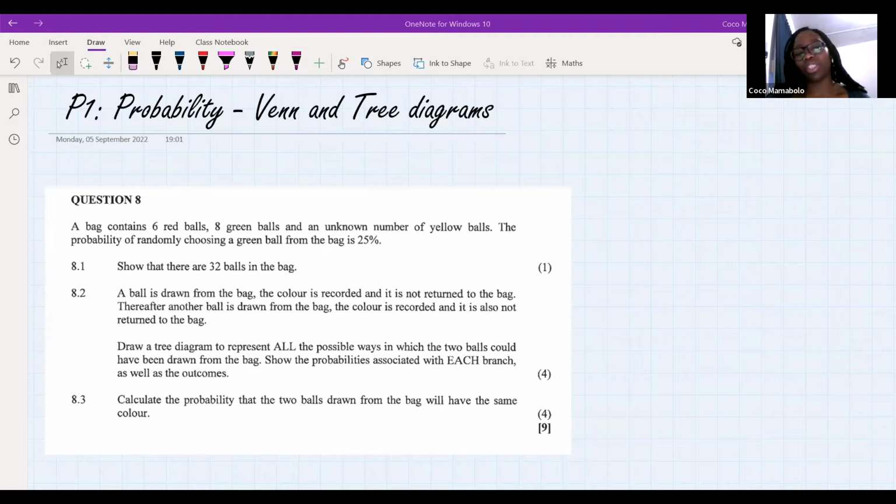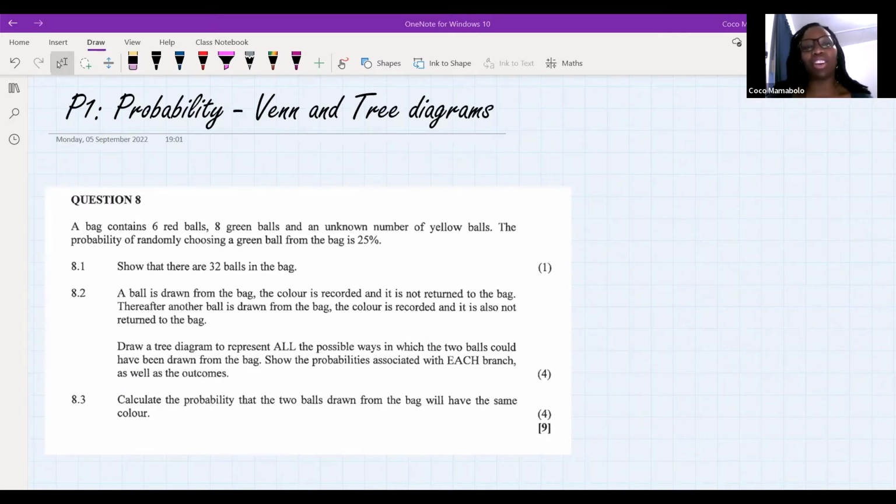If we could read the question on the screen, we will try and answer question 8.1 together, and then I'll give you guys a chance to do 8.2, and then we'll discuss 8.3 together. Okay, so I hope my English voice is okay, Neliswa. I hope it's good. I'm going to try and read it with as good clarity as I possibly can.